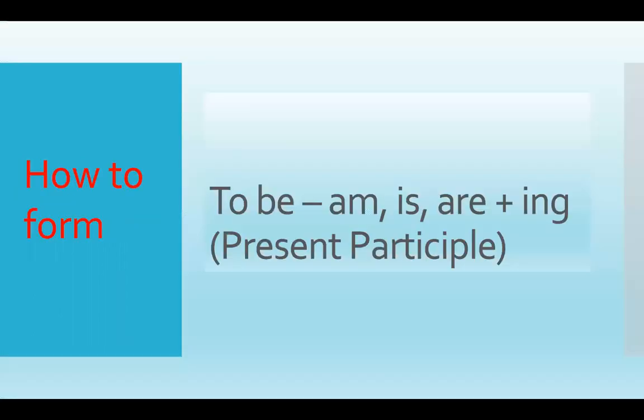Now let's have a look at the formation. We form the present continuous with the auxiliary verb to be in the present: am, is, are, plus the present participle of the main verb, which is literally the ing form of the main verb. So here are some examples, and let's have a look at them.